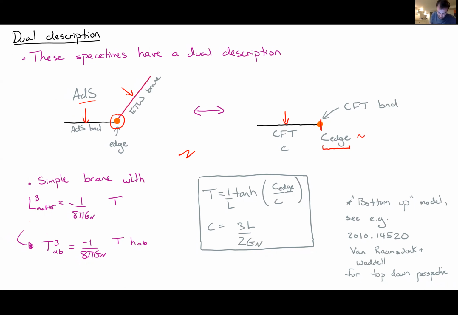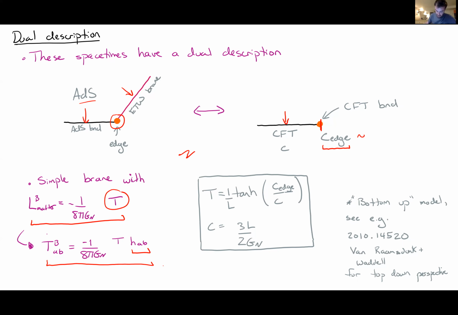Okay, so I'm going to pick a simple form for the matter Lagrangian on the brane, which is just going to be proportional to some constant T, called the tension, and that leads to a stress tensor that looks like this. So it's just proportional to the induced metric.